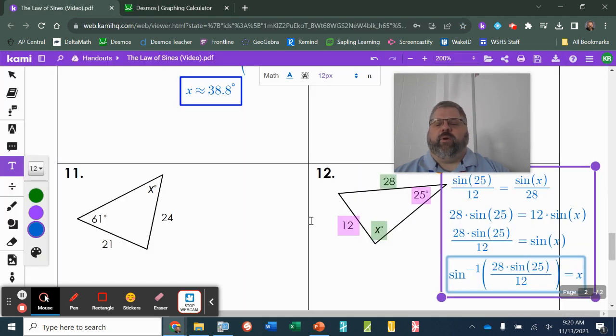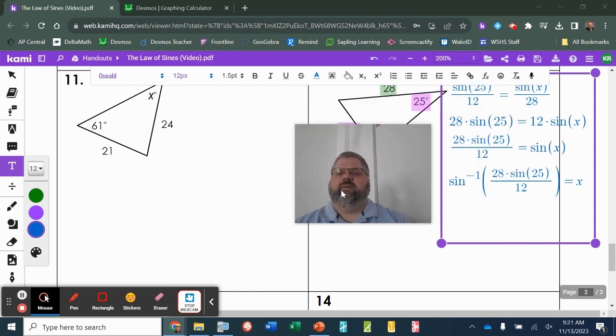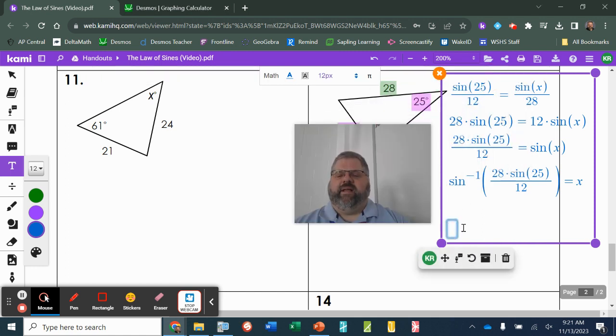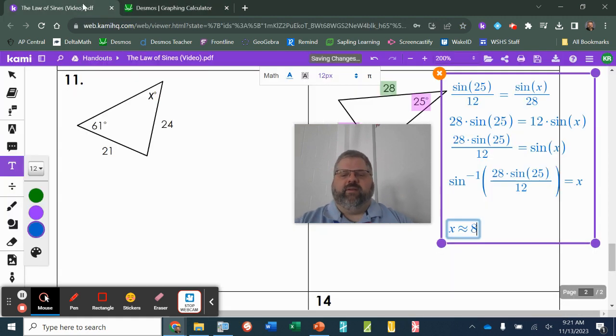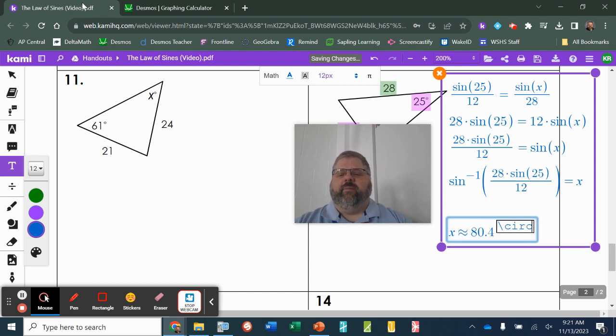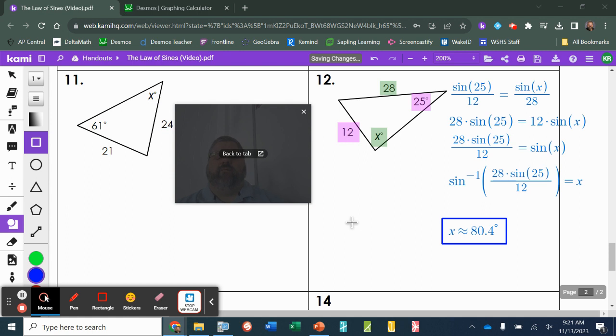So we come back and we're going to record our answer. We're going to say that x is approximately, and I have to say approximately because I rounded, 80.4 degrees. And this is in degrees because we're finding a missing angle. We want to make note of that. Otherwise, like when we're finding a missing side, it's just in units or whatever units they give us. So our final answer here for number 12 would be 80.4 degrees. That missing angle is approximately 80.4 degrees.